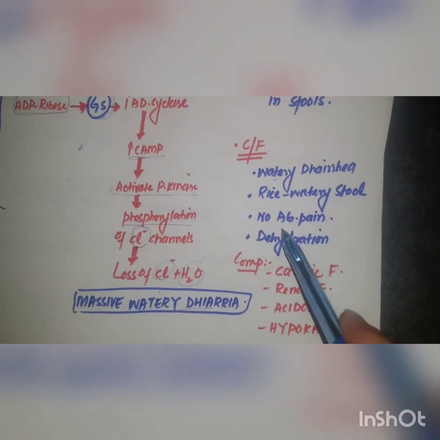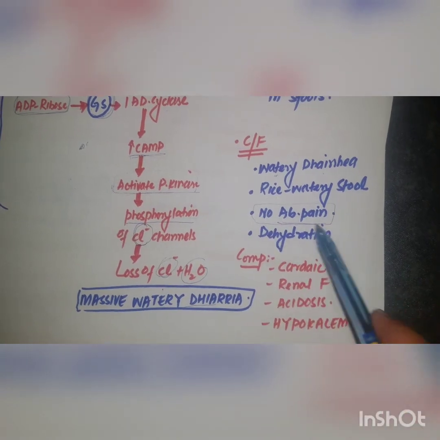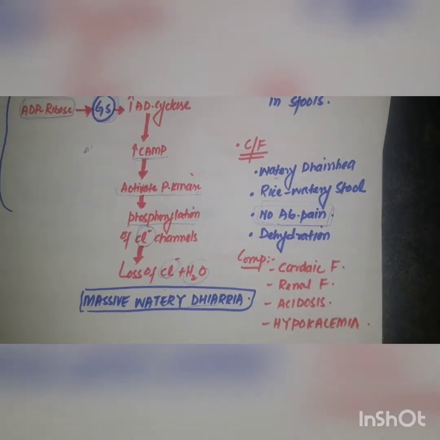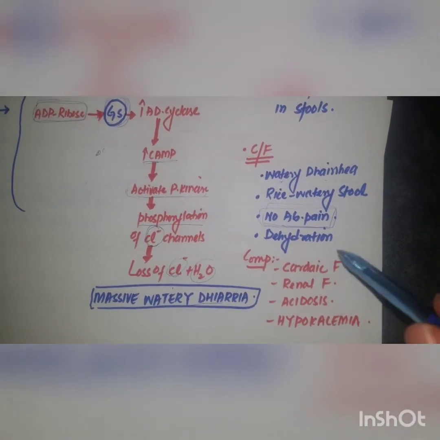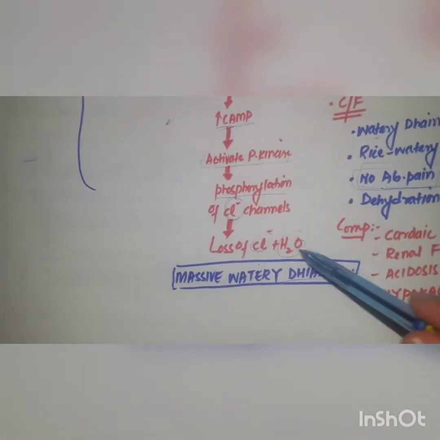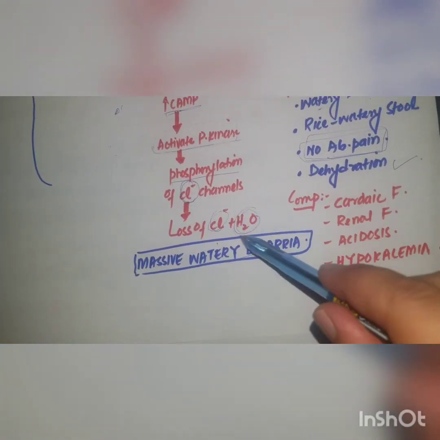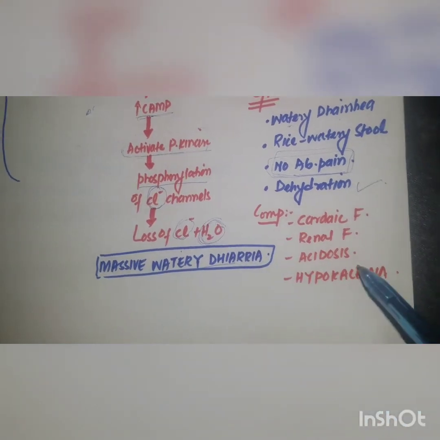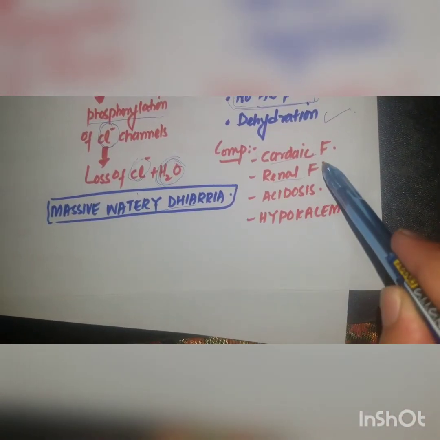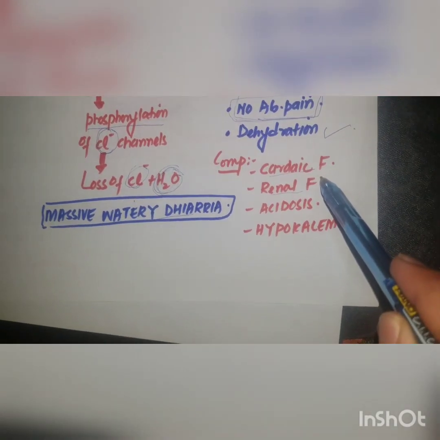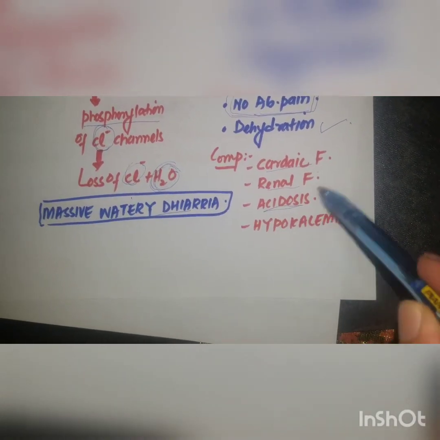There will be no abdominal pain, as in many diarrheal cases caused by other organisms, where we have abdominal pain. There will be dehydration because of the loss of a very large amount of water. The complications will be cardiac failure and renal failure. This is because of hypovolemia due to loss of water, acidosis because of loss of bicarbonate, and hypokalemia because of the loss of potassium ions.